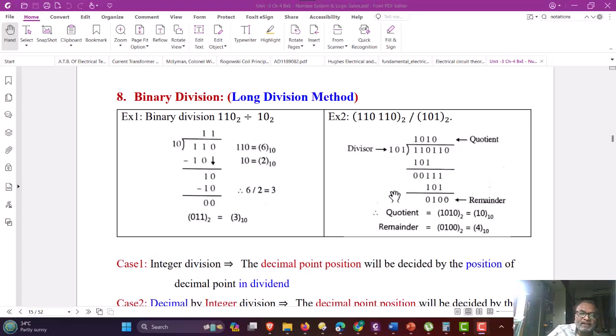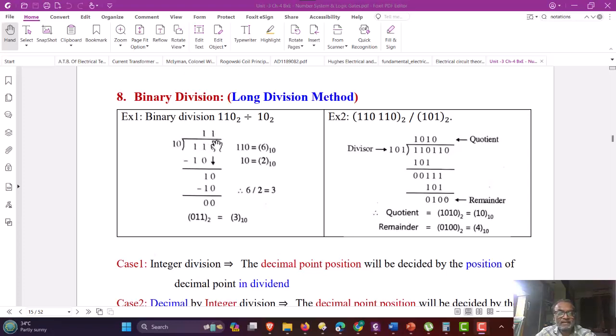Let us consider the numbers. The dividend is 110 and the divisor is 10. So binary number 110 will be divided by binary number 10. Write it like this: the dividend 110 and the divisor 10. Now take a quotient of 1. 10 will be subtracted from 11. Column by column we will subtract. 1 minus 0 is 1. 1 minus 1 is 0, and therefore the remainder will be 1.